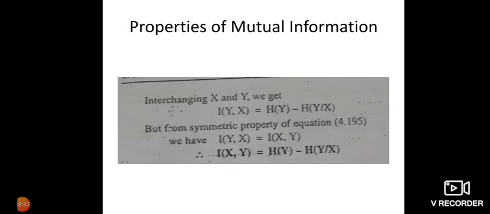So here we can substitute this double integral with 1, this integral with 1, this integral with 1, which means the RHS I will get as 0. So I of x comma y is greater than or equal to 0. That is the second proof. Now we will see the third property, I of x comma y equal to h of x minus h of x given y. So h of x given y I am writing like this, already we have seen this expression. Then h of x equal to this expression.